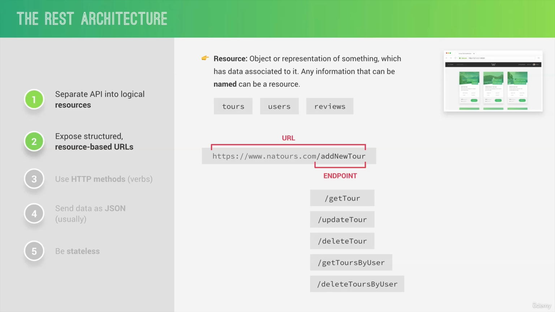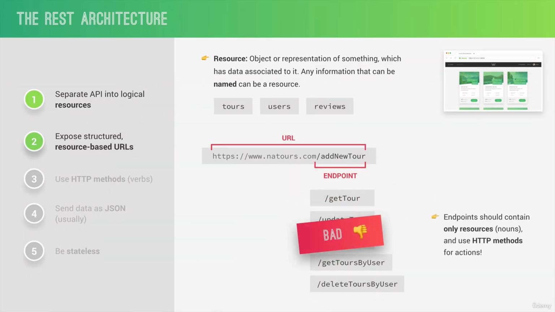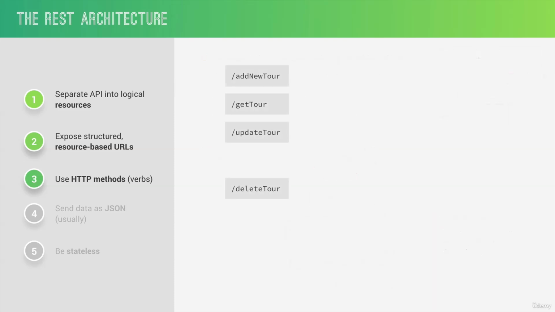Now, there's actually something very wrong with these endpoints here, because they really don't follow the third rule, which says that we should only use HTTP methods in order to perform actions on data. So endpoints should only contain our resources and not the actions that can be performed on them, because that would quickly become a nightmare to maintain.